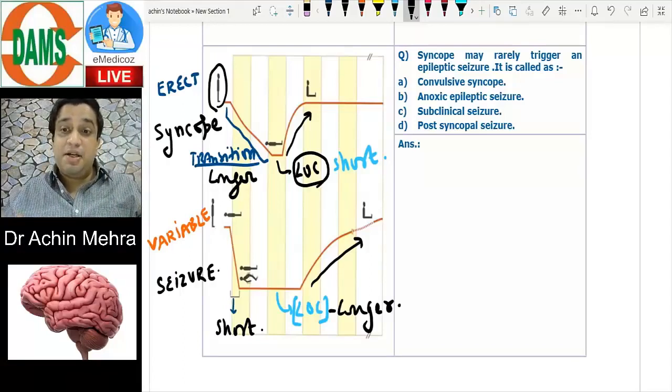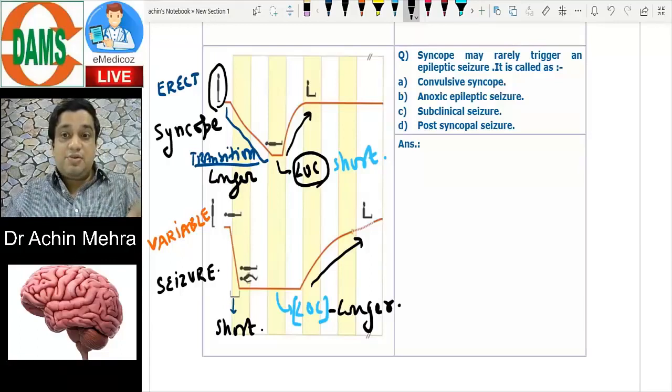Syncope may rarely trigger an epileptic seizure. Okay, why? Because if at all in a syncopal attack there is a decrease in the blood pressure, that will cause hypoxic injury in the brain, and that hypoxic injury, yes, can induce myoclonic jerks. So that's a connecting link now, that a syncopal attack can trigger an episode of a myoclonic seizure also.